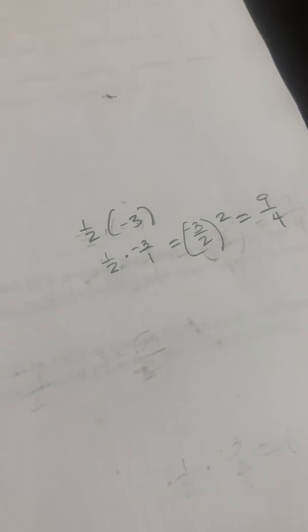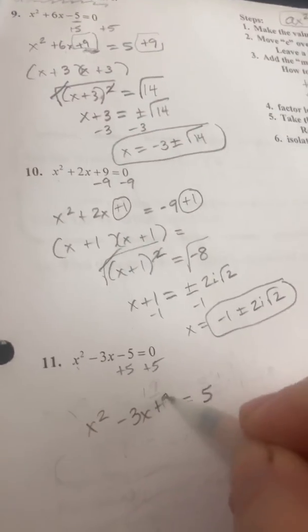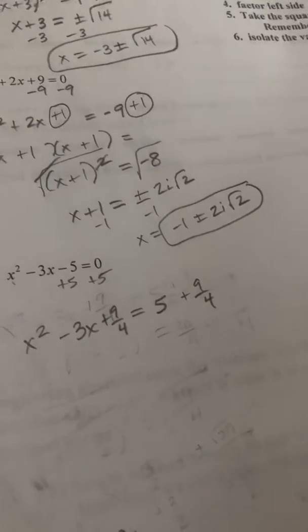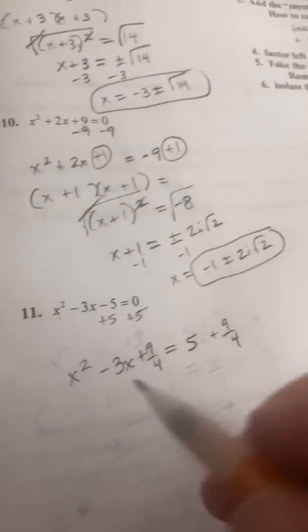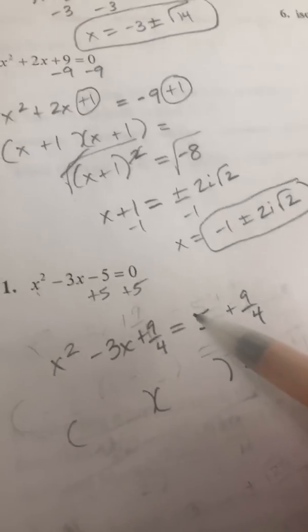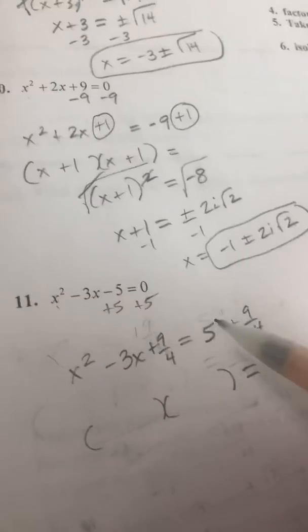I do not want you to change it to a decimal. I do not want you to change it to a mixed number. It needs to stay 9/4. So if I add 9/4 to the left side, then I need to add 9/4 to the right side. Sometimes the thought of factoring the left side with a fraction can be a bit daunting, but it's not going to be so bad.